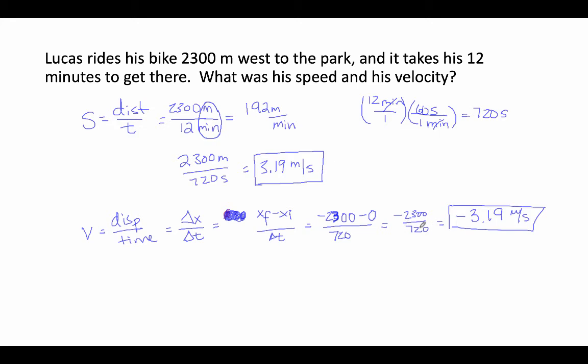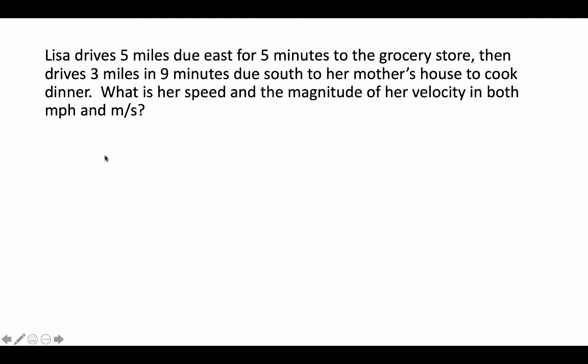Velocity has direction, both magnitude and direction, whereas speed is a scalar, so it doesn't have direction. So here's an example where you get the same number, essentially, for both of them. So let's look at this example.